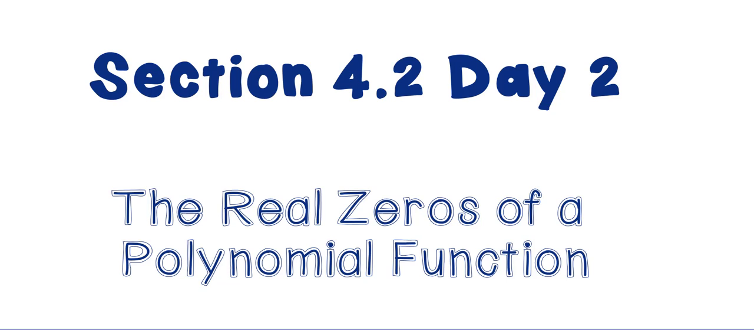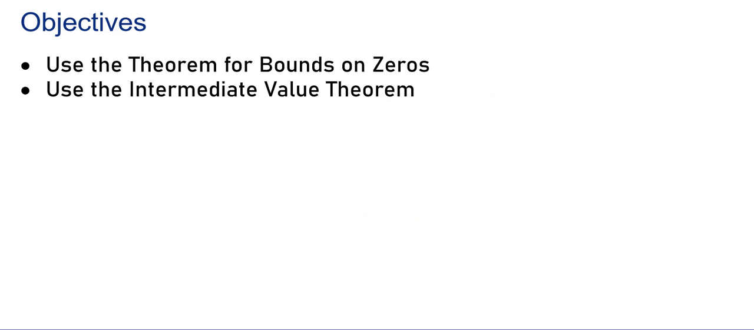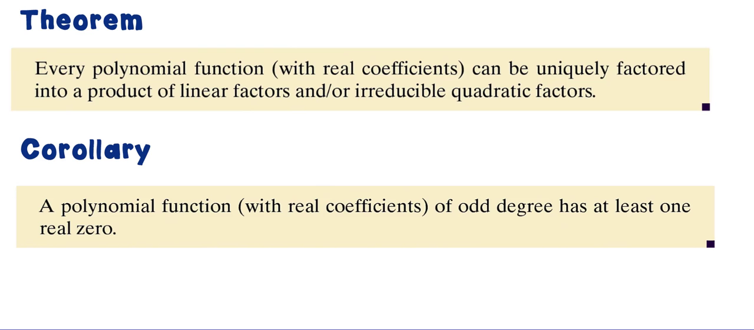All right, so we're doing day 2, section 4.2, the real zeros of a polynomial function. What we're looking at today is the theorem for bounds on zeros. This theorem states that every polynomial function with real coefficients can be uniquely factored into a product of linear factors and/or irreducible quadratic factors.